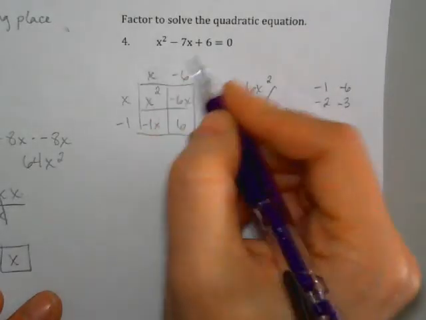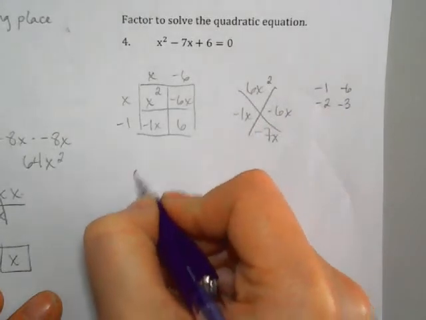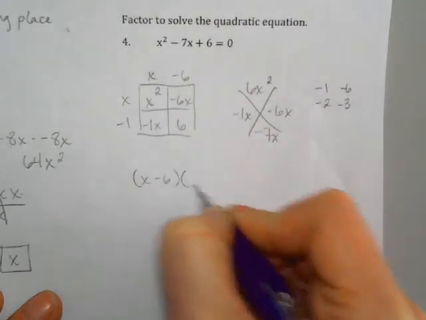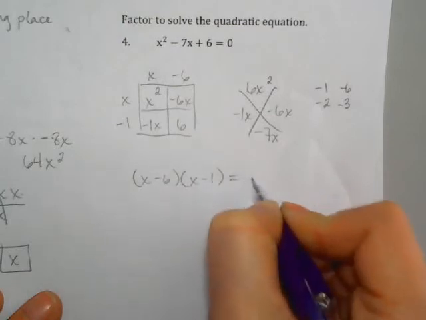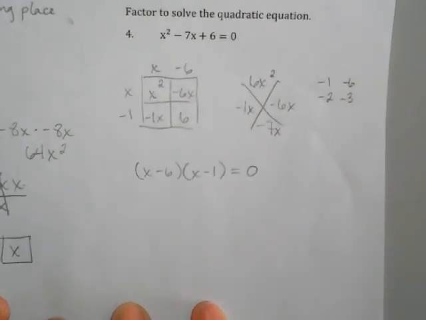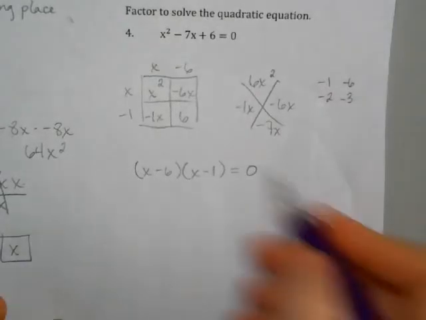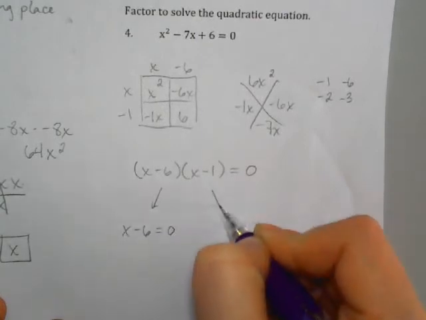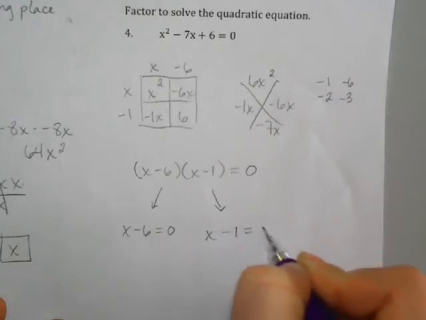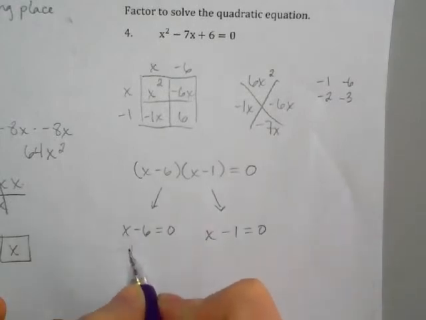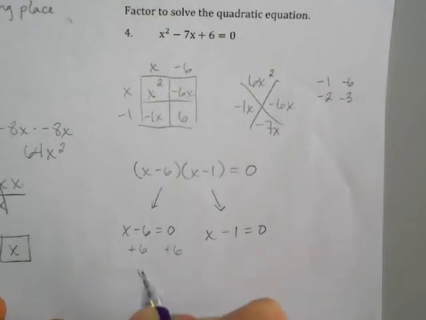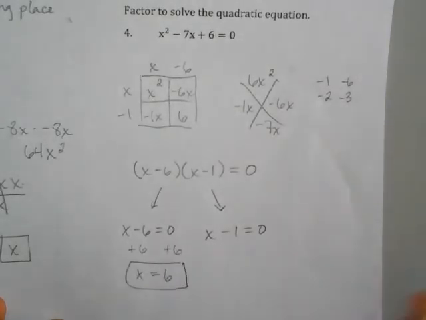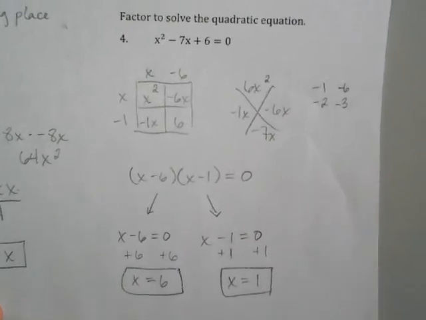Okay, so then I rewrite it. These are my factors, so I rewrite it in factored form. x minus 6 times x minus 1 equals 0. Now what? Zero product property. I'm in factored form, so I set each part. x minus 6 equals 0. x minus 1 equals 0. And then I solve each of them separately. Add 6 to both sides on this one, so x equals 6. And add 1 to both sides on this one, so x equals 1. Those are my two answers.